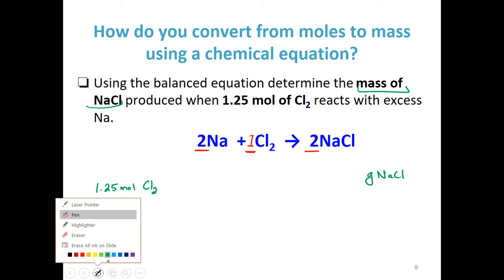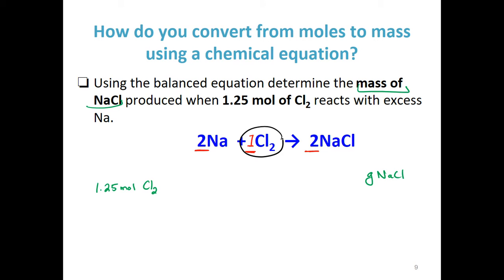So that means we have to compare chlorine and sodium chloride. This is what we will have to write mole ratios for. Mole ratios are conversion factors where you put chlorine over sodium chloride or sodium chloride over chlorine. If you have moles of chlorine, the very next step is to find how many moles of sodium chloride is 1.25 moles of chlorine. So let's set that up. We're going to need two conversion factors, one for the mole to mole ratio, and then the second one for the molar mass of sodium chloride.